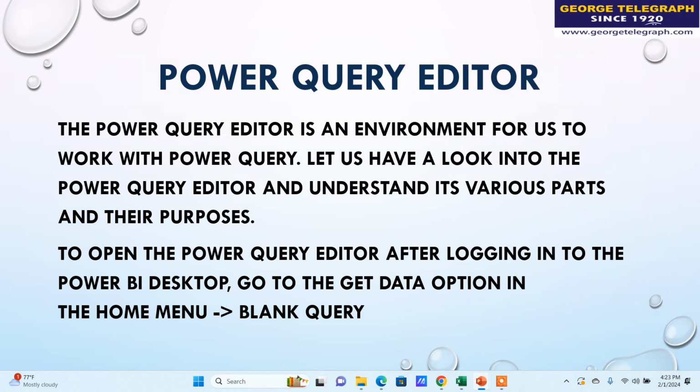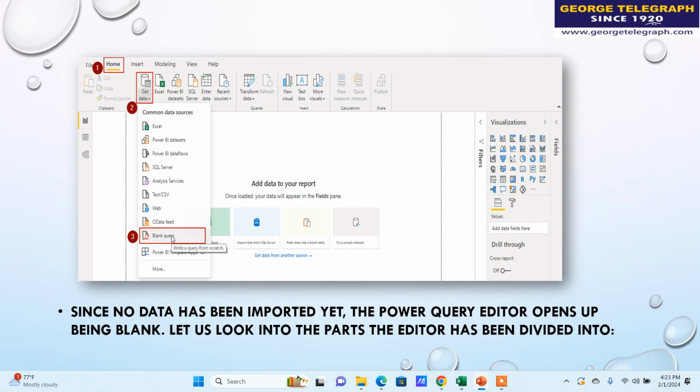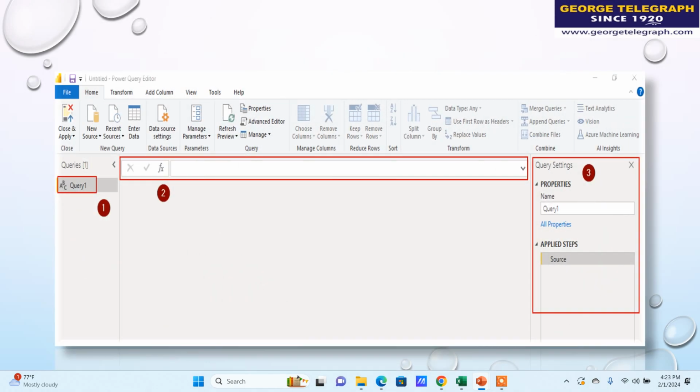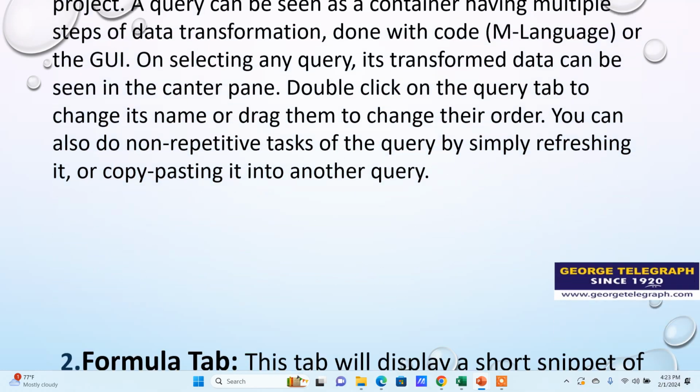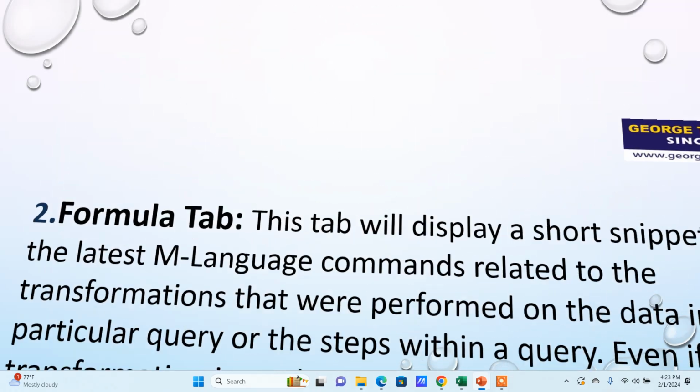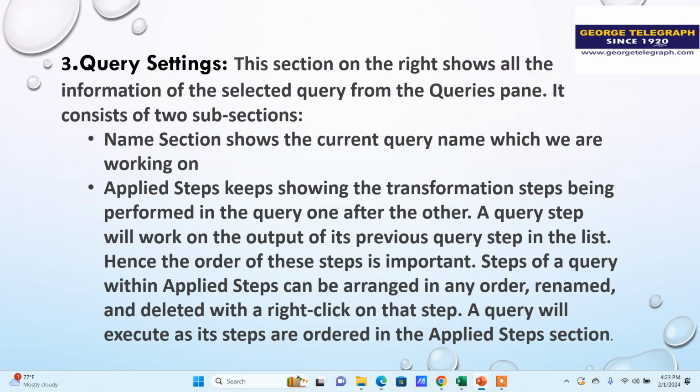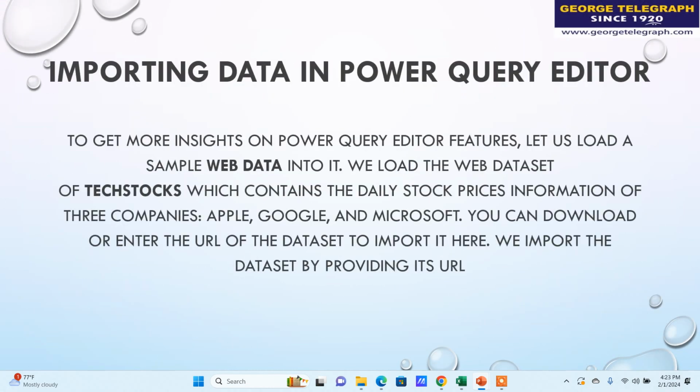In the Power Query Editor, we can go to the home menu, then we can create a blank query. Using the blank query, we can modify according to our need. There are a few parts: query pane, formula tab, query settings. Those are the parts of the Power Query interface.